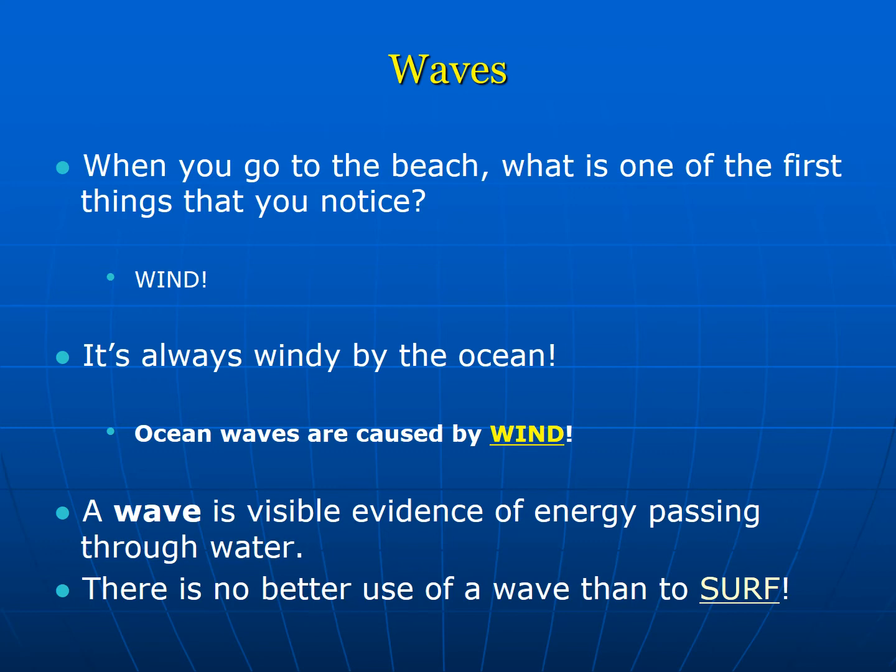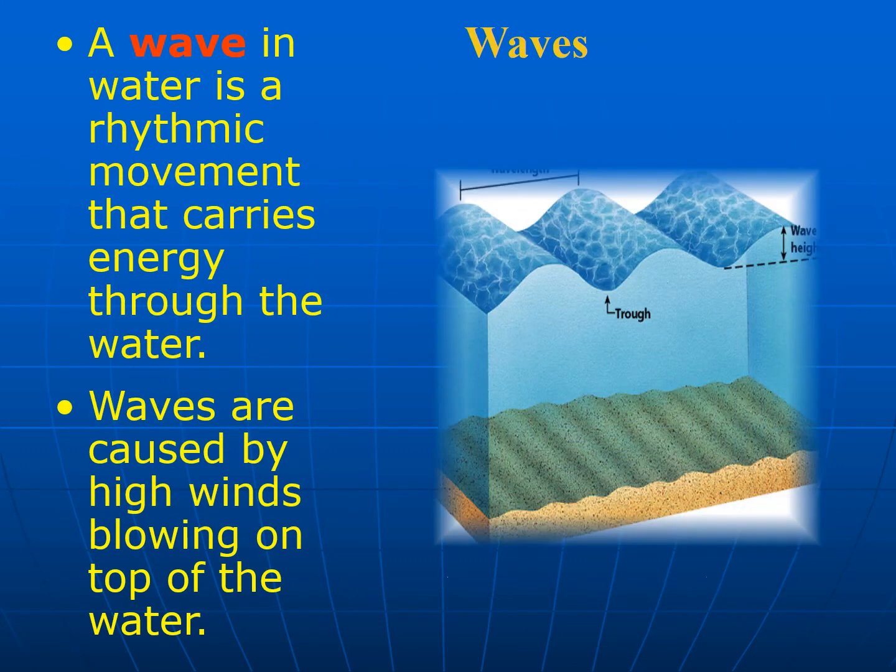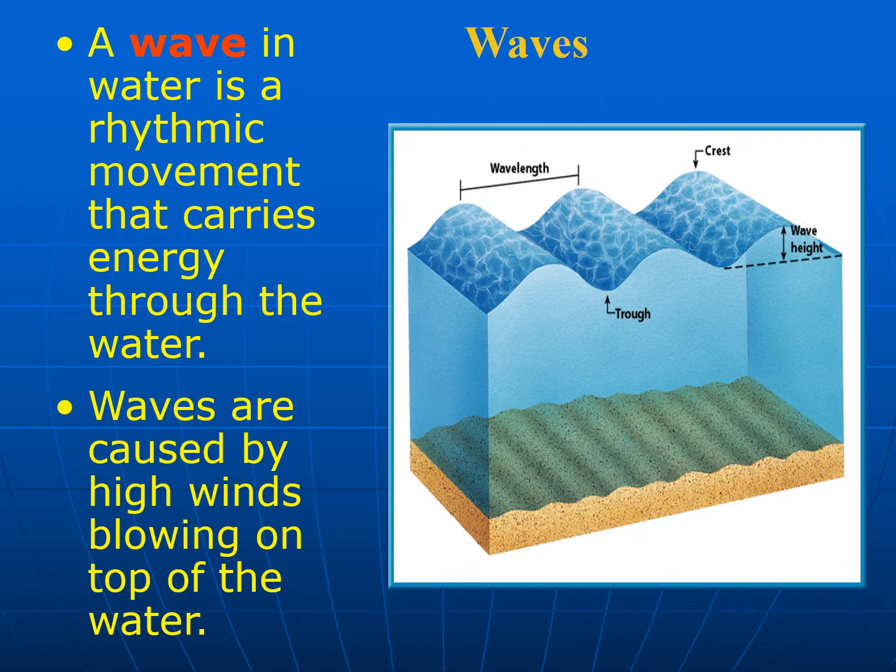What do a lot of people do when they see waves, especially in Cali, in Florida? They surf. So again, a wave in water is a rhythmic movement that carries energy through water. Waves are caused by high winds blowing on top of the water. So if you look here, the trough is what goes down. Remember, we already talked about wavelengths, but this is the wavelength from one crest to the next crest. The wave height is here. It goes from where it is settled to the height of where it gets to.